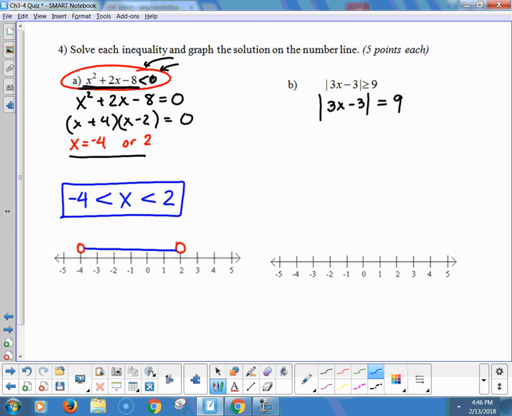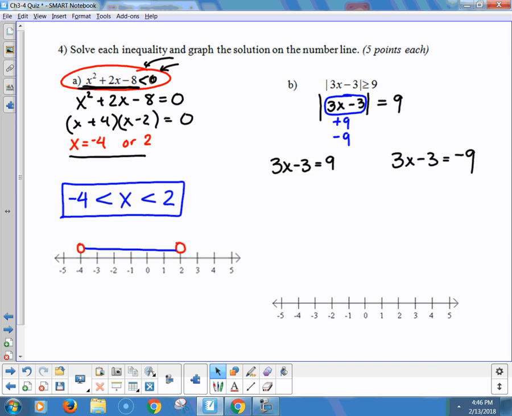Well, you're solving absolute values, and so I would say, okay, think about what's on the inside. What's inside that blue box can be one of two numbers. It can be positive 9 or negative 9. So I'd write two equations. 3x minus 3 could equal positive 9, or 3x minus 3 could equal negative 9. And we can solve them separately.